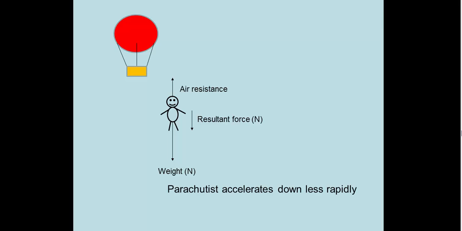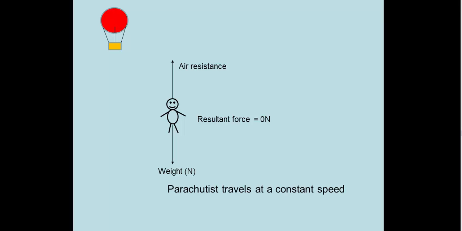A few moments later they've moved away from the balloon. Their weight hasn't changed, but they're now moving down, so there is air resistance acting up. The resultant force is the weight minus the air resistance, and so they now have a smaller resultant force than before. They accelerate down less rapidly.